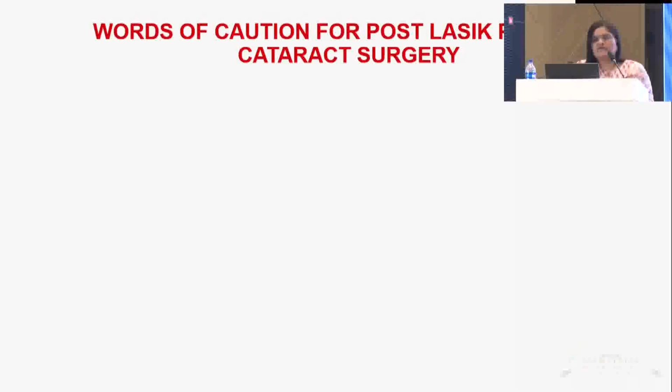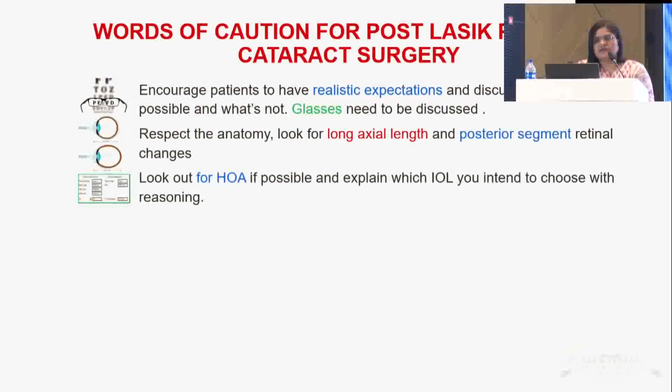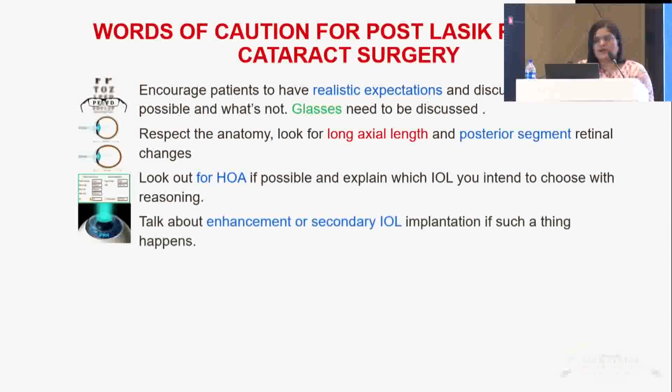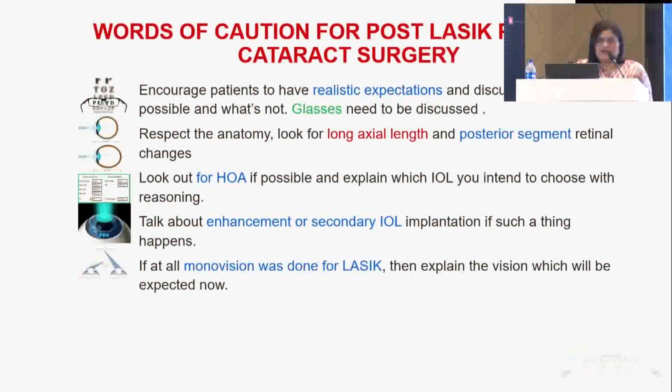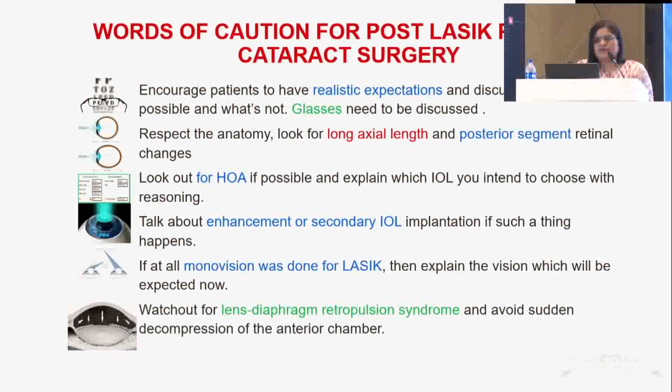And if you have a post-LASIK patient for cataract surgery, again, glasses, we need to discuss that. We have to remember the long axial length and posterior segment retinal changes. If there are any HOAs, we have to tell the patient why we are going for a particular IOL. We can talk about enhancement or secondary IOL implantation if that exists. If monovision was done for LASIK, then we have to explain which vision will be expected now, and of course look for the retropulsion syndrome and avoid sudden decompression of the anterior chamber.